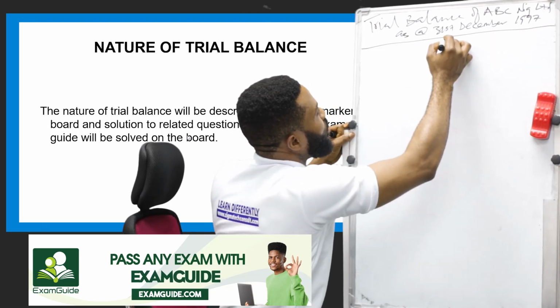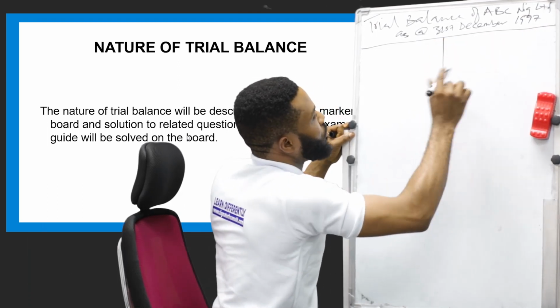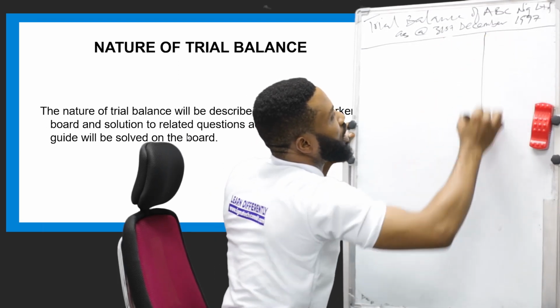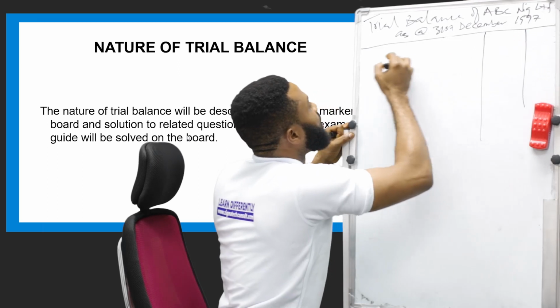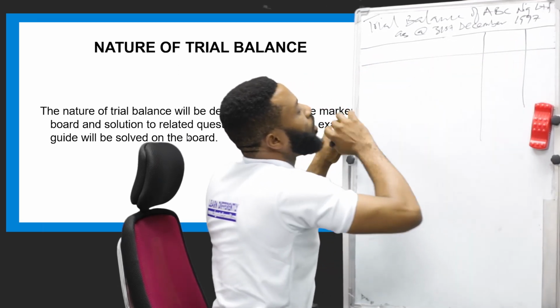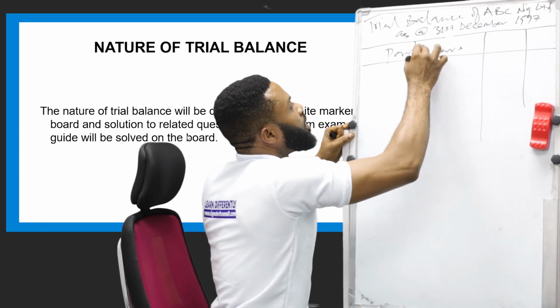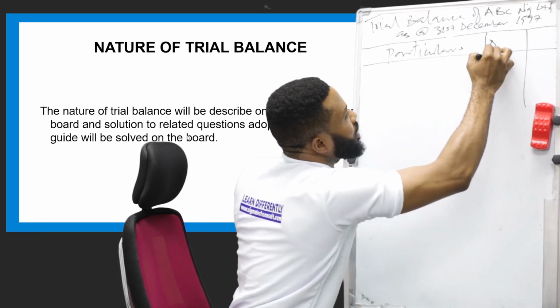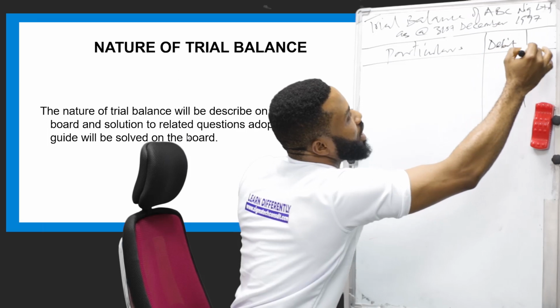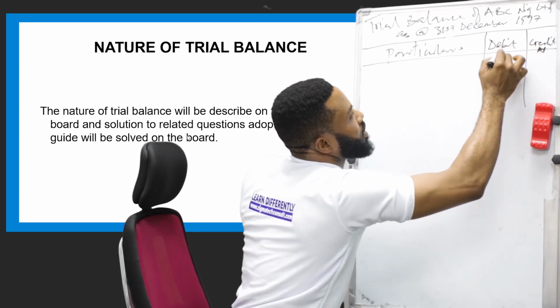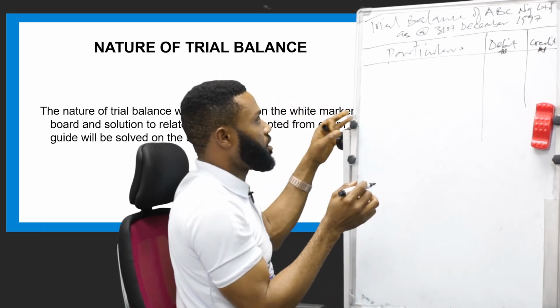It has just 3 columns. We have a column for particulars, where the name of the transaction is written, and this is your debit and this is your credit. Let's put our Naira sign if we are using Nigerian currency.